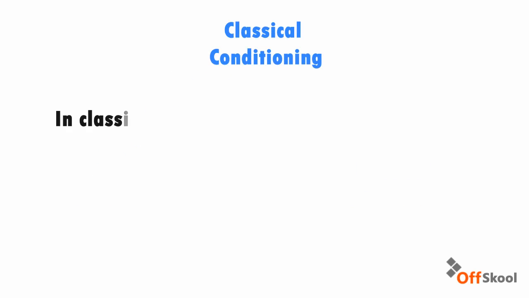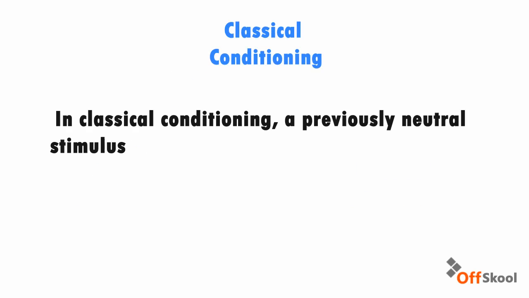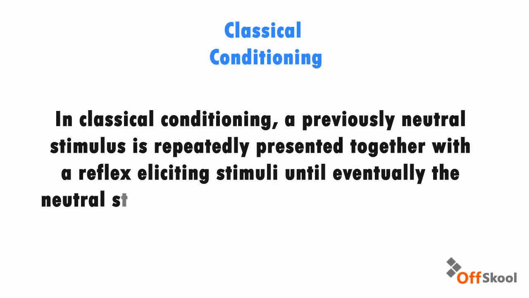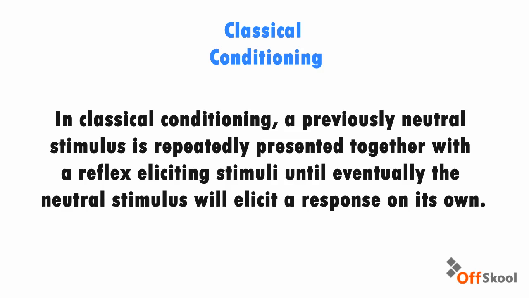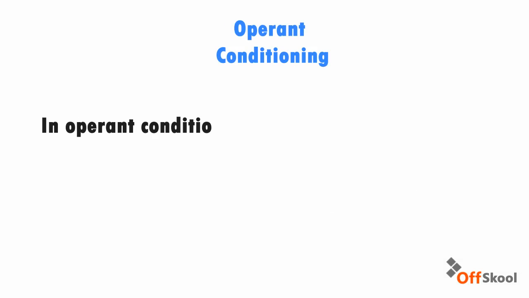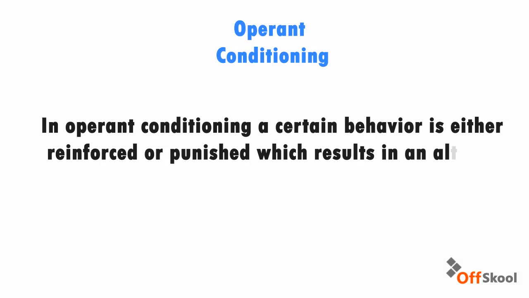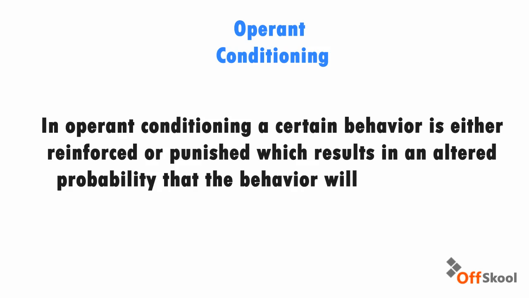In classical conditioning, a previously neutral stimulus is repeatedly presented together with a reflex-eliciting stimulus until eventually the neutral stimulus will elicit a response on its own. And in operant conditioning, a certain behavior is either reinforced or punished, which results in an altered probability that the behavior will happen again. I'm not focusing on the explanation of these definitions right now, as we're going to deal with them in more detail in a later part of this chapter.